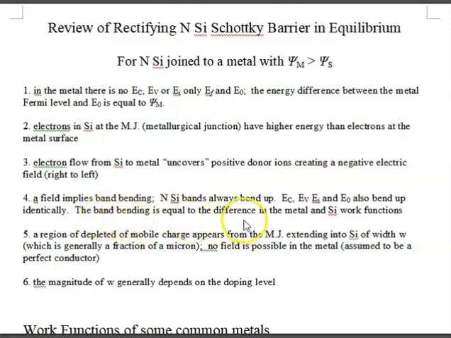And we found last time, and we'll just show it again, both for P-type and N-type, the band bending is equal to the difference in the metal and the silicon work functions. For N-type, it's phi sub m minus phi sub s. For P-type, it's going to be opposite because phi sub m will be less than phi sub s, so it will be phi sub s minus phi sub m. But that's expected because everything we say in P-type is opposite from what we say in N-type.